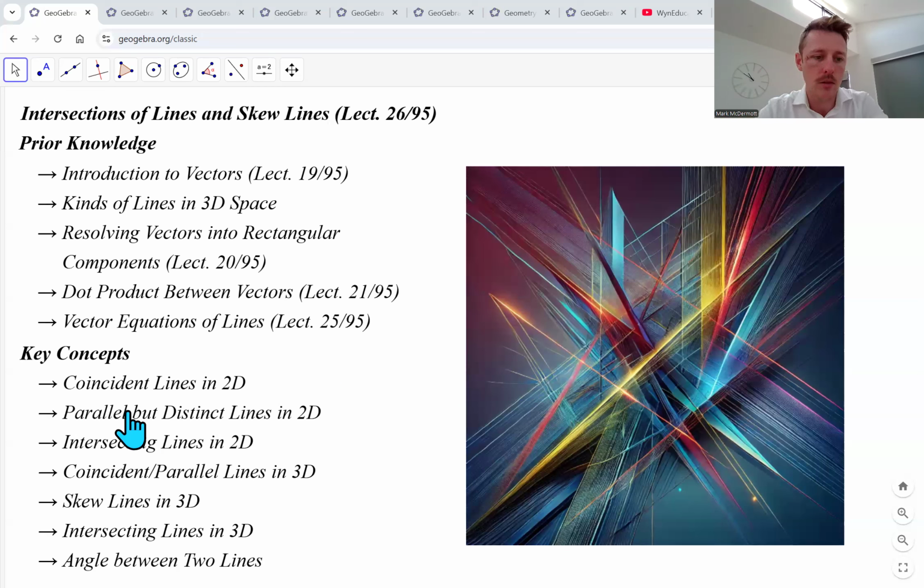So the key concepts we'll cover here are coincident lines in 2D, parallel but distinct lines in 2D, intersecting lines in 2D, and then we'll look at coincident slash parallel lines in 3D, skew lines in 3D, intersecting lines in 3D, and then the angle between two lines.